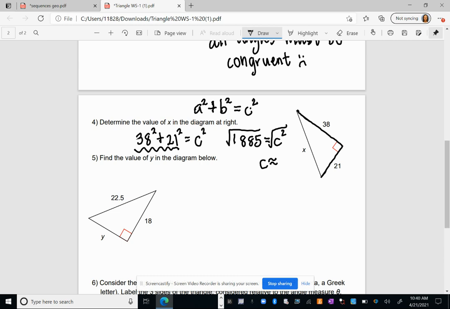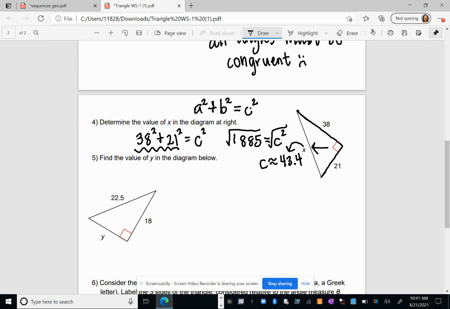And I'm using the letter C even though they were using an X. It's okay. I'm going to go 43.4. And one way to self-check yourself is the hypotenuse, which is the one across from the right angle, should always be the biggest side. And it is. 38, 21, 43 is bigger than both of those.